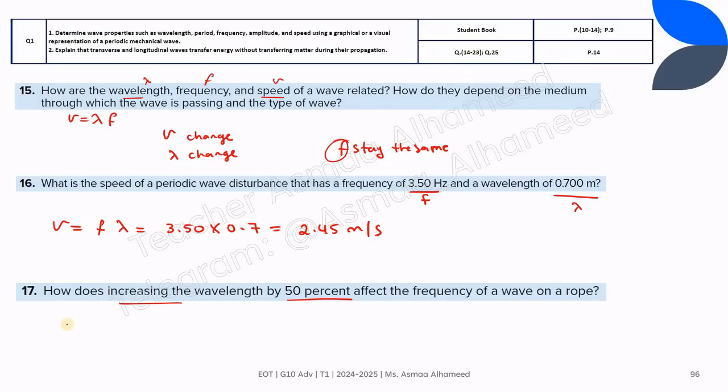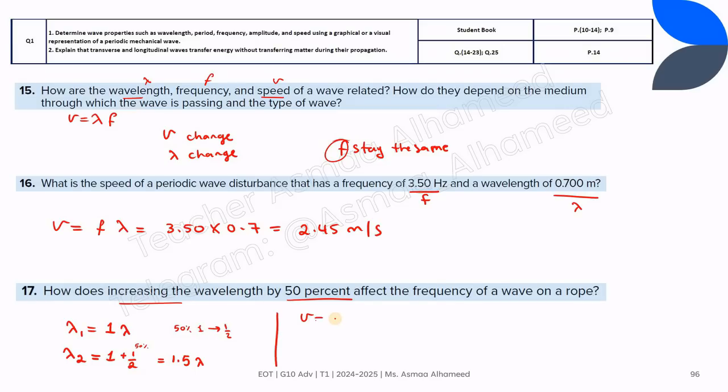Here we have, how does increasing the wavelength by 50% affect the frequency of the wave on a rope? So we start with lambda equal to some number, let's say 1. This is lambda 1, and then lambda 2 is now 50% more. 50% of 1 is 1/2, right? We will have 1, the original, plus the 50%, which is 1/2. So my lambda is 1.5 lambda in this case.